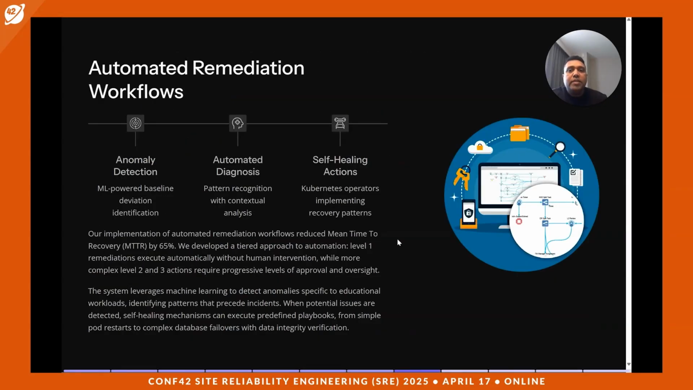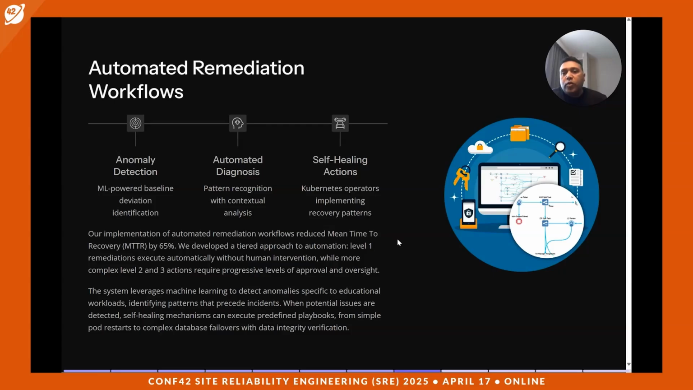Next is automated remediation workflows. Now, anomaly detection is the first step. Next is automated diagnosis and then self-healing actions. Now, what is anomaly detection? It's machine learning powered baseline deviation identification. Next is pattern recognition with contextual analysis, which is automated diagnosis. And the self-healing actions are Kubernetes operators implementing recovery patterns.